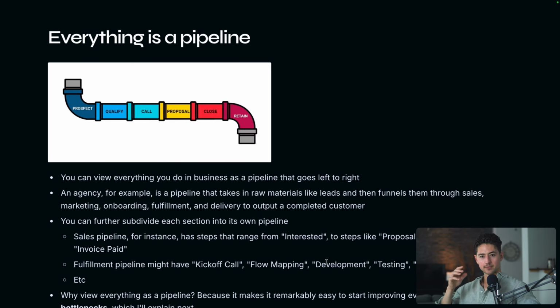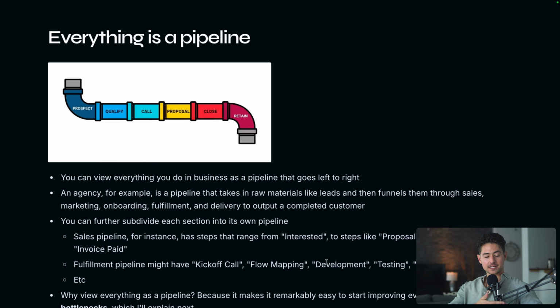The first thing I want to talk about is pipelines. I talk about pipelines a lot because I'm in project management, CRMs, and that sort of thing. But you can actually view literally everything that you do in a business as just a pipeline that goes from left to right. And it's a very simple concept. And if you just fix that in your mind, a lot of things just instantly become clear.